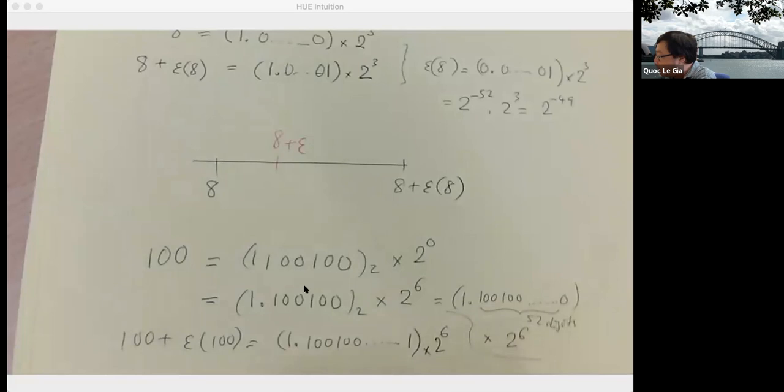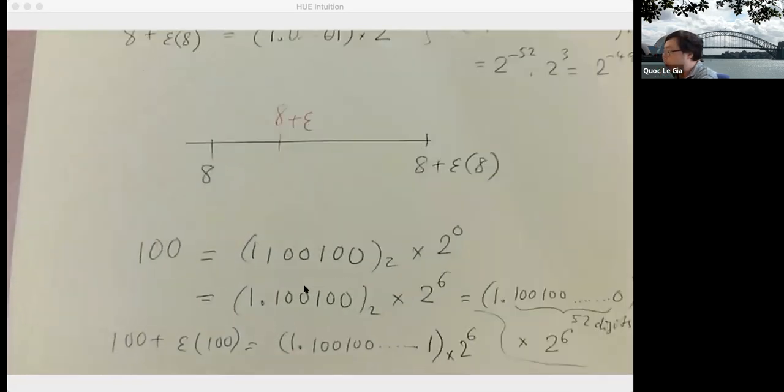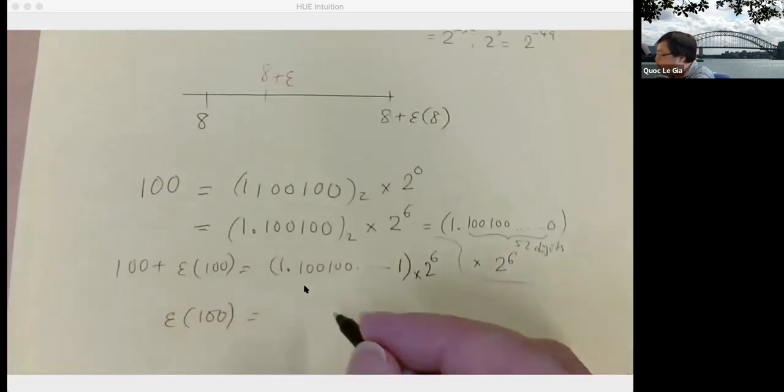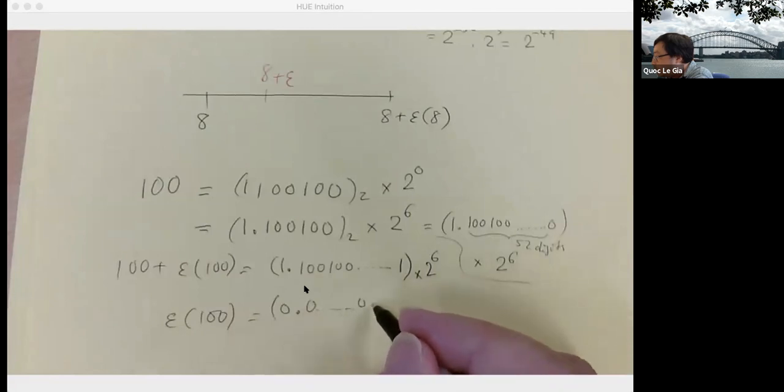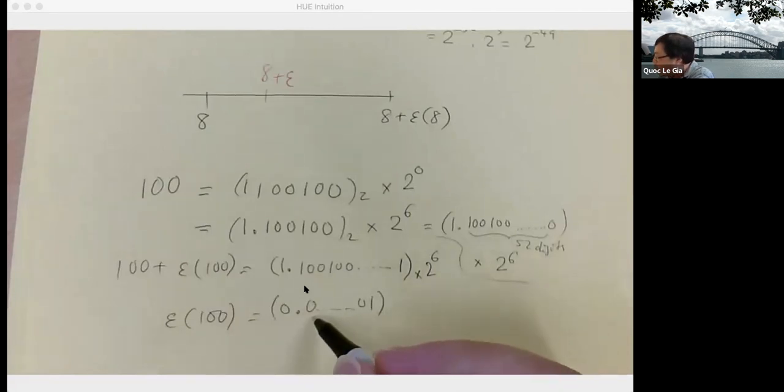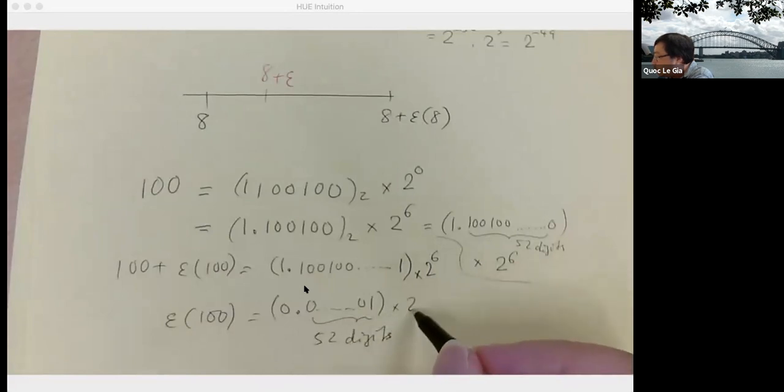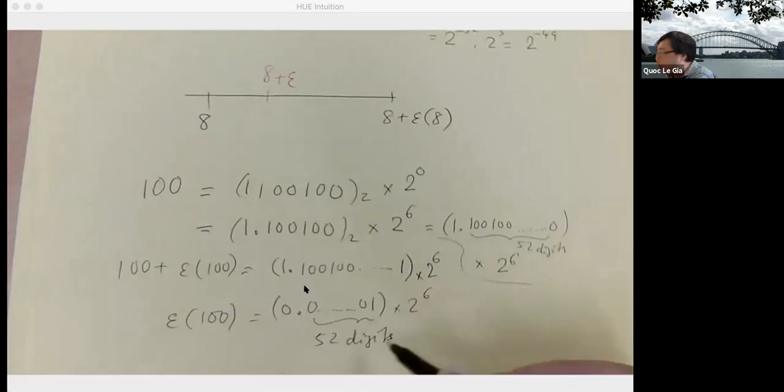And so the epsilon of 100 will be, if you take the difference, 0.000...0 and the last one is 1, so 52 digits, times 2 to the 6. This is just 2 to the minus 52 plus 6, which is 2 to the minus 46.